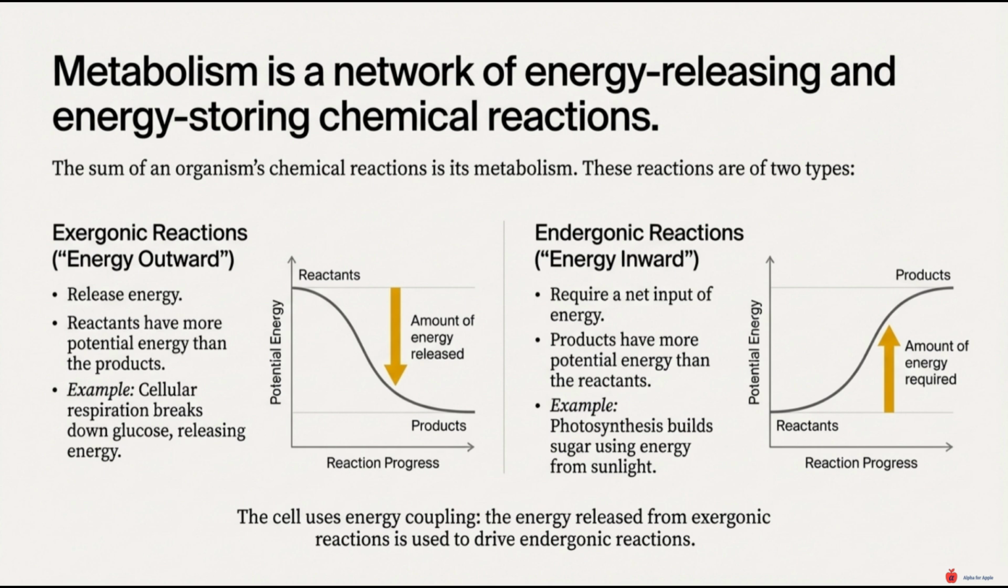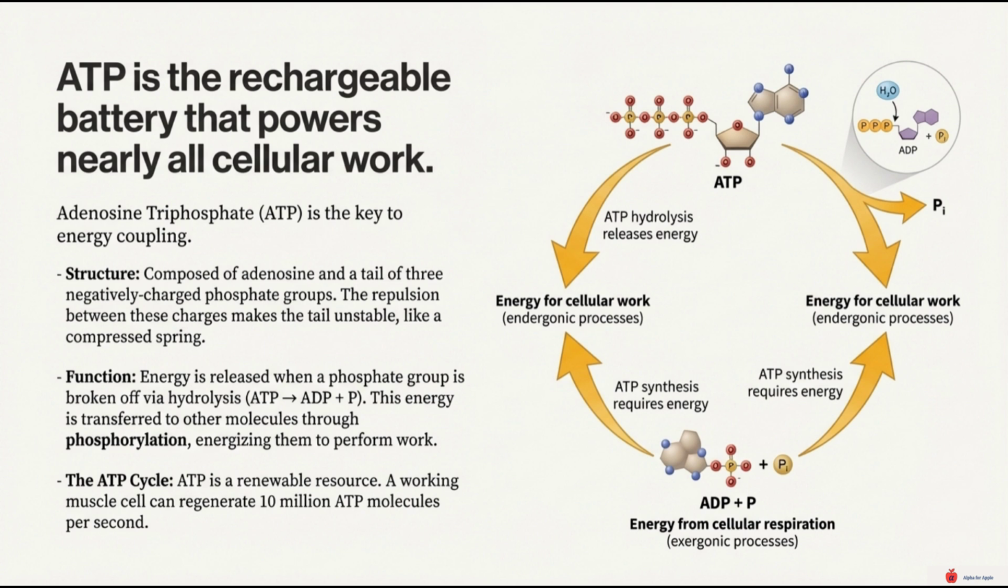The real genius of the cell, then, is in what's called energy coupling. Yes. You use the massive energy release from an exergonic reaction, like breaking down your food, to immediately drive the endergonic reactions that build molecules, create structures, and do work. And the molecule that acts as the universal currency for this, the one that pays for almost all cellular work, is ATP, adenosine triphosphate. Its power is all in its structure.